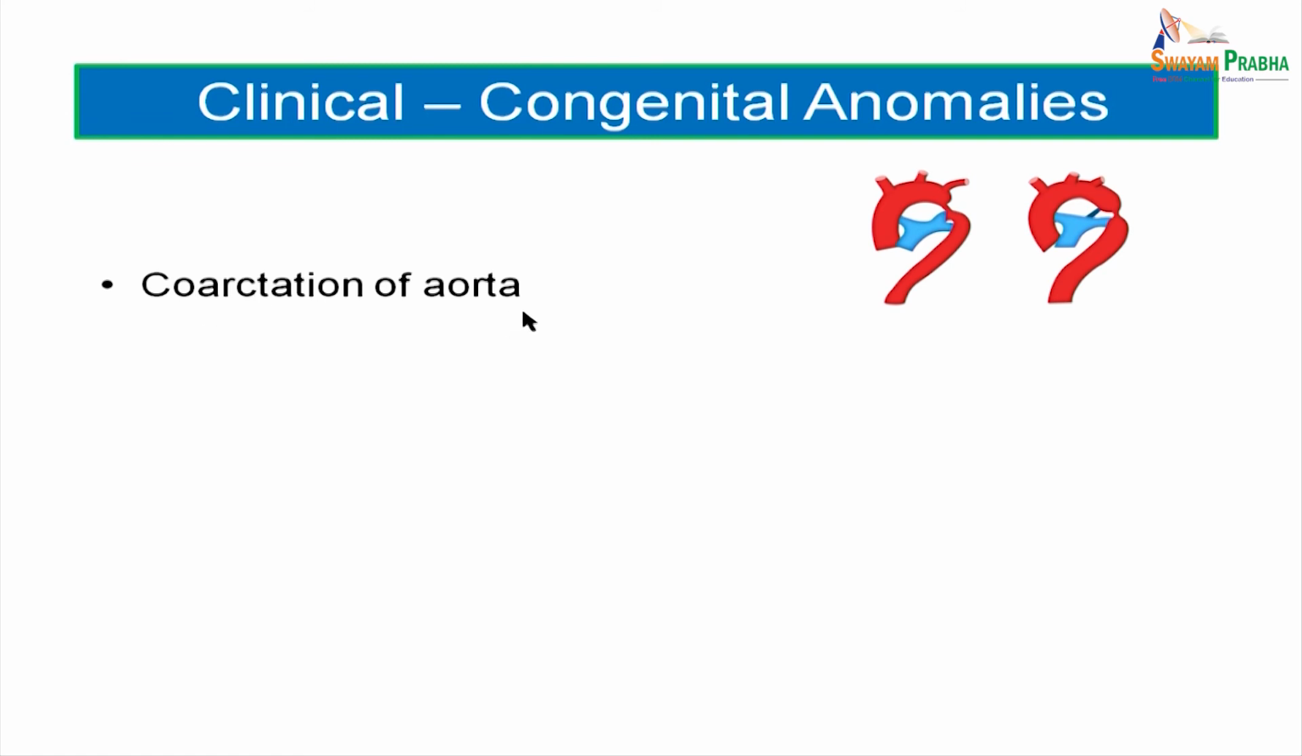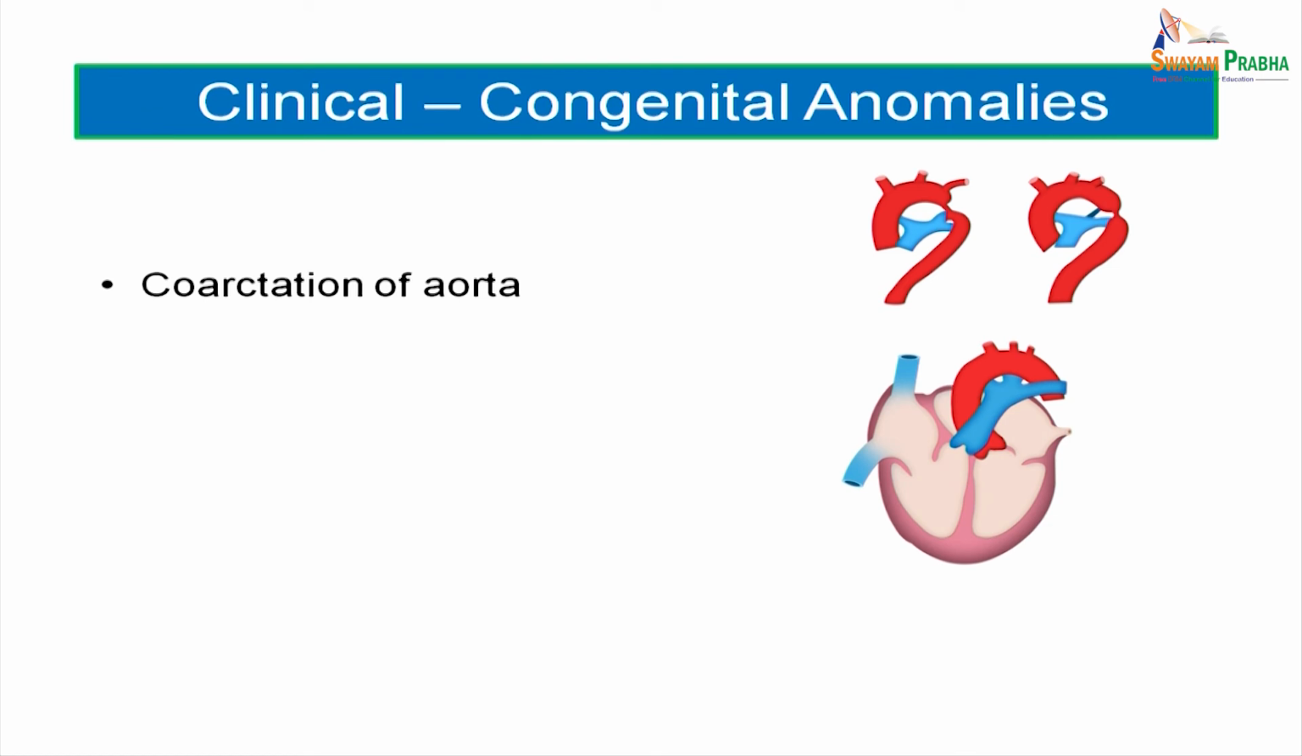The next clinical anomaly associated with development, which we have already mentioned, is the PDA, that is the patent ductus arteriosus, where the connection persists in adult life between the left pulmonary artery and the arch, and there is ample amount of mixing between the oxygenated and deoxygenated bloods.